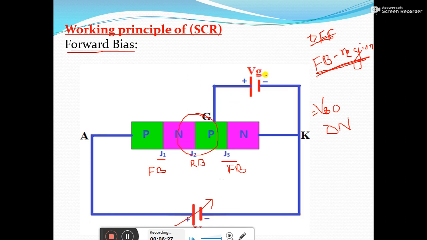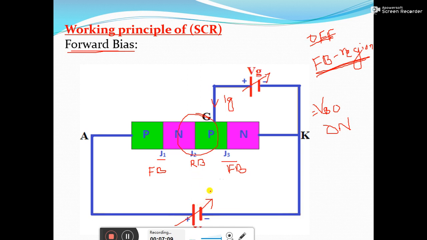Now if the gate is made positive with respect to cathode, then the anode current increases. As the gate current IG is increased, more electrons cross the junction J2, so the anode current further increases. By the application of gate voltage, the breakover, the breaking of the junction J2, will occur at an earlier forward voltage.